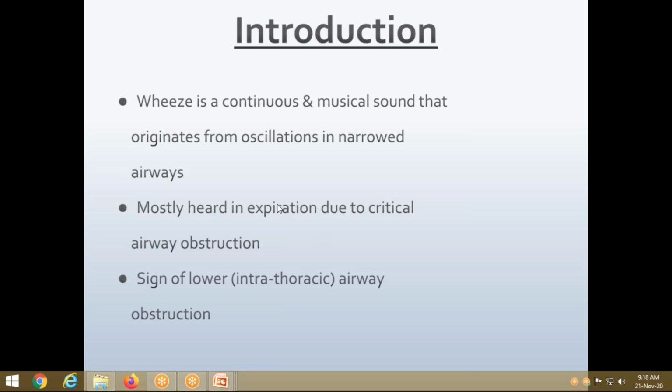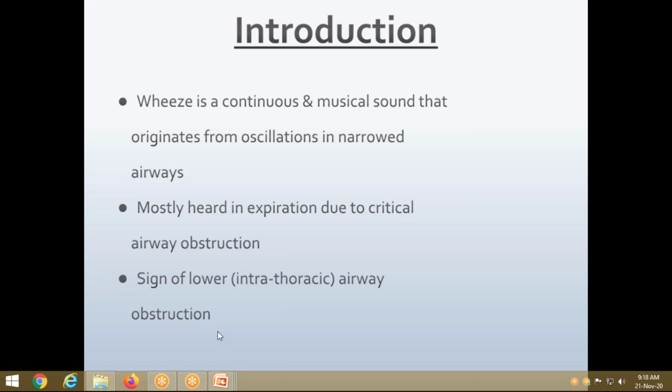This point one must remember, it is mostly heard during expiration because air entry will be easy. When air is coming out through obstructed airways, you can observe this typical wheeze. It is usually a sign of intrathoracic airway obstruction. So the next question is, what is the sound produced due to extrathoracic airway obstruction, that is, of the larynx and also the trachea? That is called stridor.